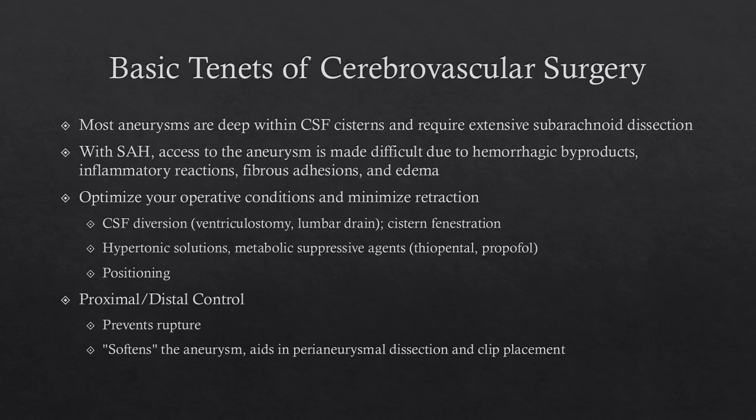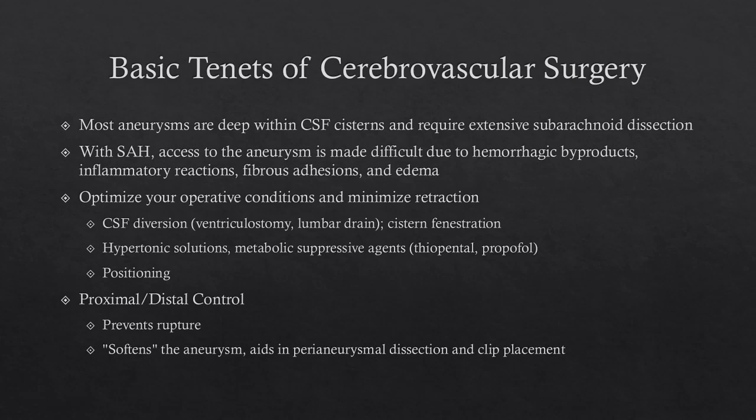In particular, subarachnoid hemorrhage can make aneurysm surgery difficult because of the presence of hemorrhagic byproducts, inflammatory reactions, fibrinous adhesions, and edema that can render the brain resistant to easy manipulation. It is therefore very important to optimize the conditions of the brain to make aneurysm surgery as painless as possible. For instance, it is important to optimize operative conditions and to minimize retraction. This includes treating hydrocephalus before the craniotomy.